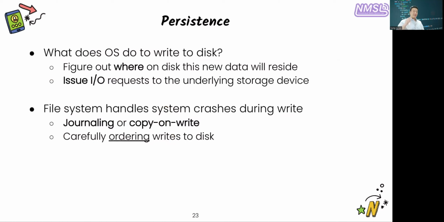So persistence is the third theme of this textbook, right? Virtualization, concurrency, and persistence. So what does the OS do to write to a disk? Well, first it needs to figure out where on the disk this new data will reside, and then it will issue some IO requests to the underlying storage device. Now, the file system handles system crashes during write, right? And there are some techniques such as journaling or copy on write, and it will carefully do the ordering of writes to disk. Again, we'll go into details of this.